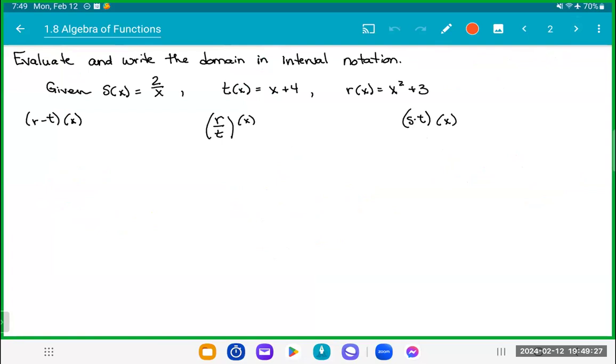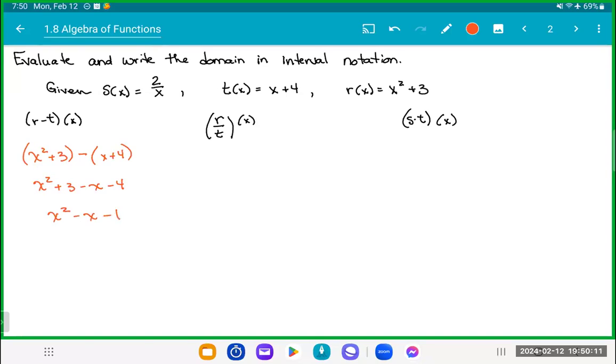Okay, so what if we want to write this in interval notation, right? So if I want to know what is my domain, remember domain is what values can x be. And so here I have r minus t. So my r function is x squared plus 3, and I want to minus my t, which is x plus 4. So that is x squared plus 3 minus x minus 4, and that simplifies to x squared minus x minus 1.